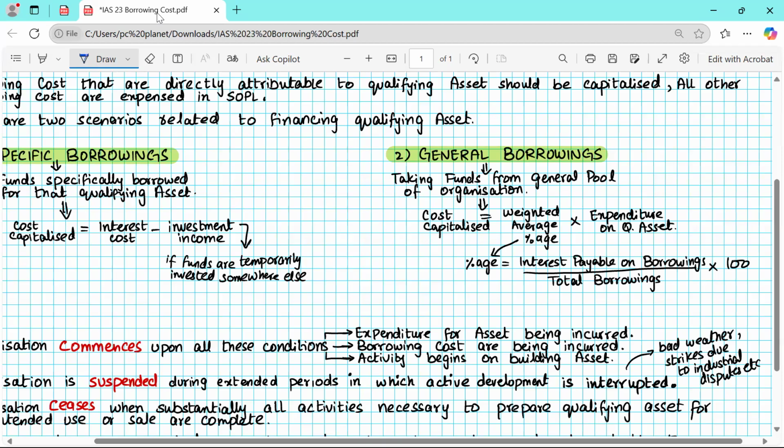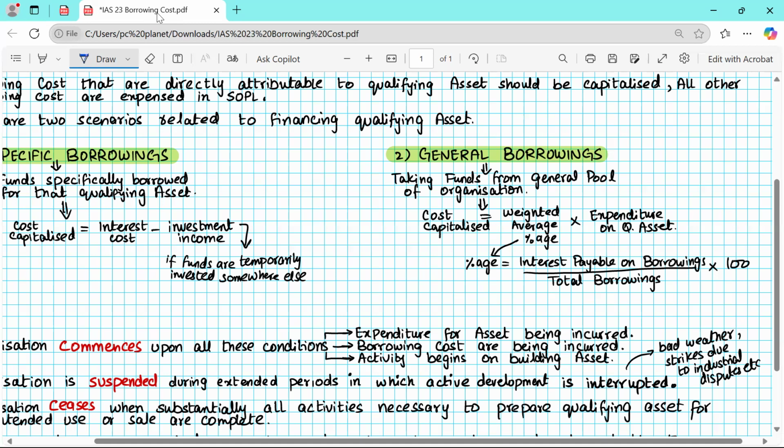Okay. In that case, how are you going to calculate capitalized cost? You have to calculate the weighted average percentage and multiply that with the expenditure on the qualifying asset. Whatever you need for the qualifying asset, multiply the weighted average percentage with that to get the cost capitalized.